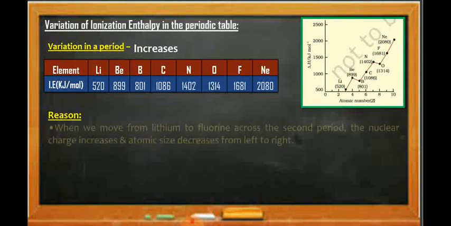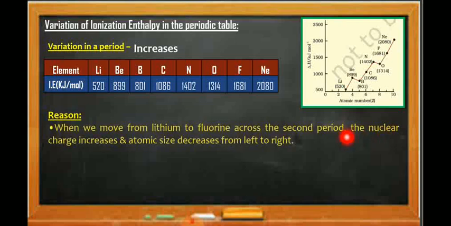Why? Let us see the reason now. Yes, when we move from lithium to beryllium to boron up to fluorine or neon across the second period, the nuclear charge increases. Yes, definitely atomic number increases, nuclear charge increases. This we discussed in the last class. And atomic size decreases from left to right. Just now I said, along the period, atomic radius decreases, atomic size decreases, isn't it?